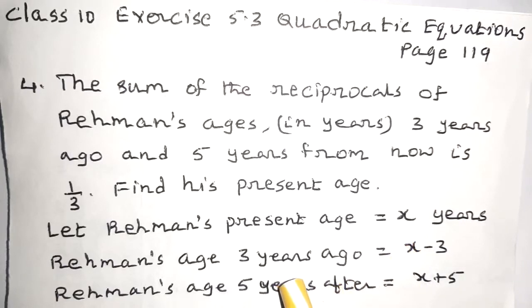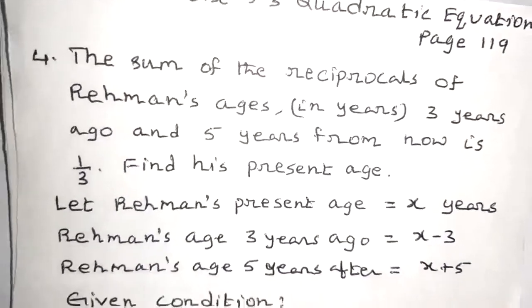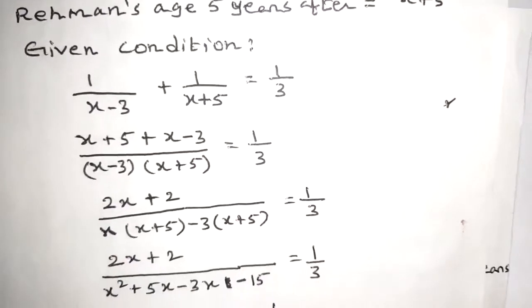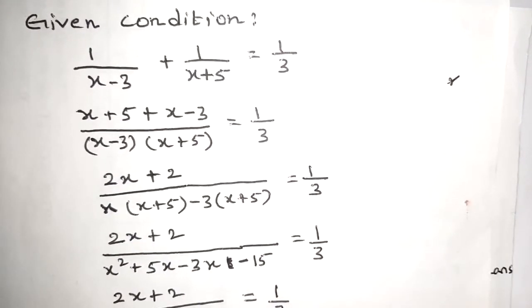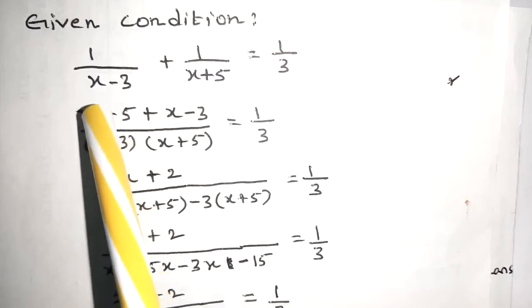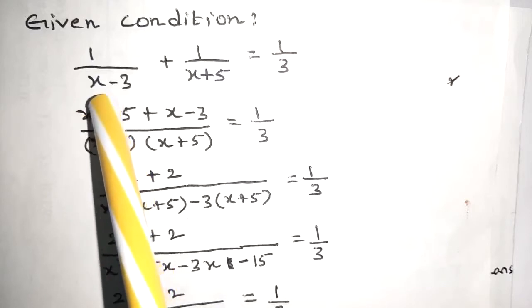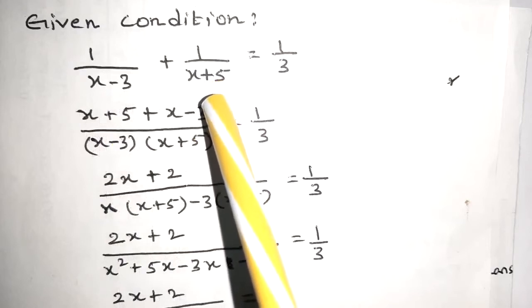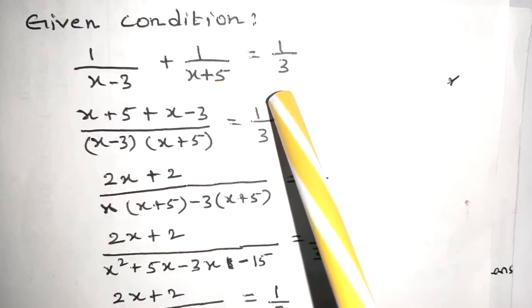Then, 3 years ago, Rahman's age would be x minus 3 years. After 5 years, his age would be x plus 5 years. Now, we consider the given condition. The given condition is reciprocal of the age before 3 years plus reciprocal of the age after 5 years equal to 1/3.